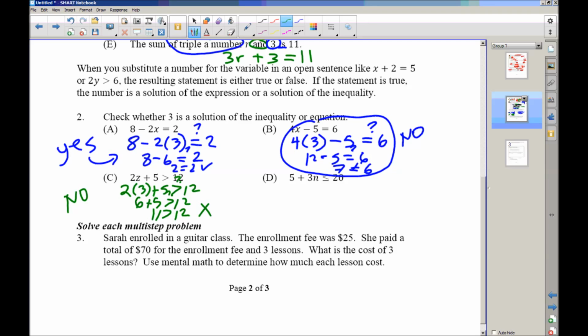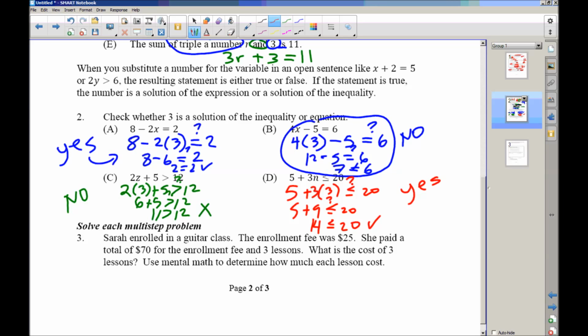Okay. And then in my last one, I'm going to check 3 again. So 5 plus 3 times 3 less than or equal to 20. So this would be 5 plus 9 less than or equal to 20. We are checking, so we have question marks. At this point, we have one value on each side. So we compare for a true or false statement. This is a true statement, so yes, it was a solution. So for 2 of these, yes, it was solutions, and 2 of them, no, they were not solutions.